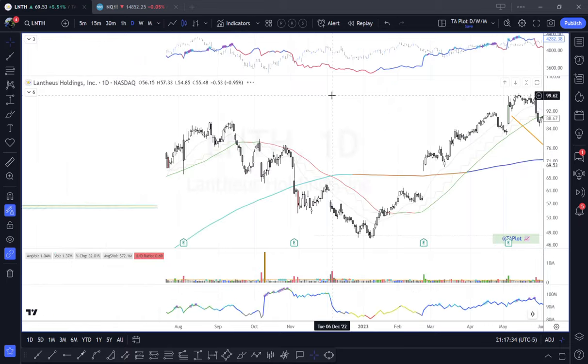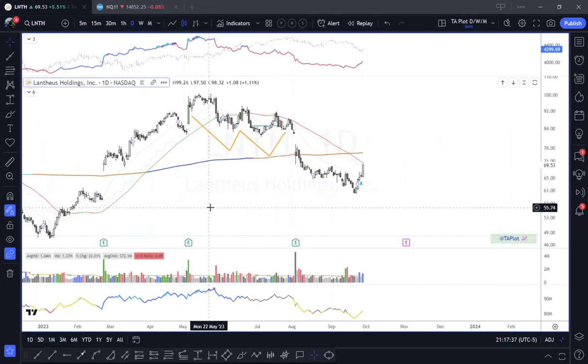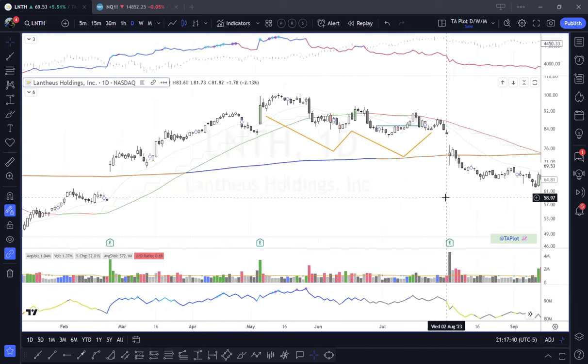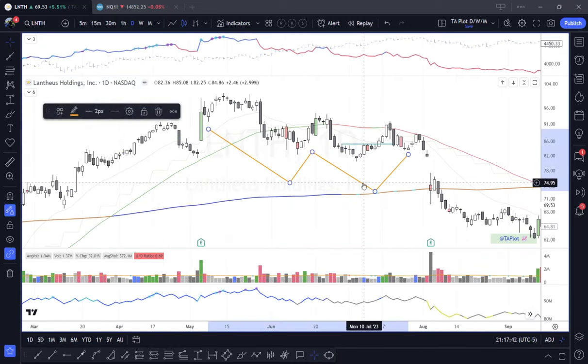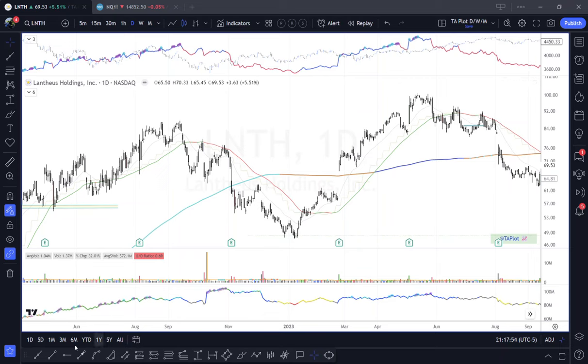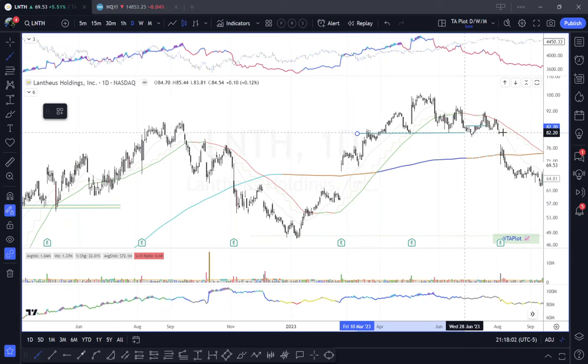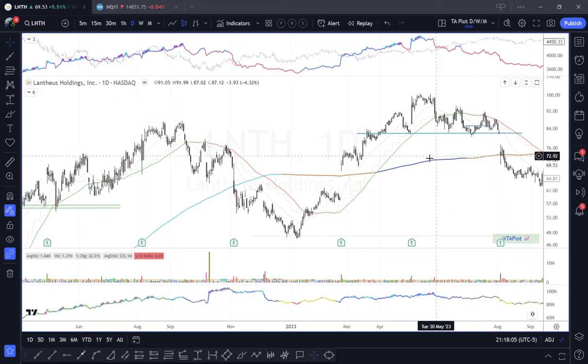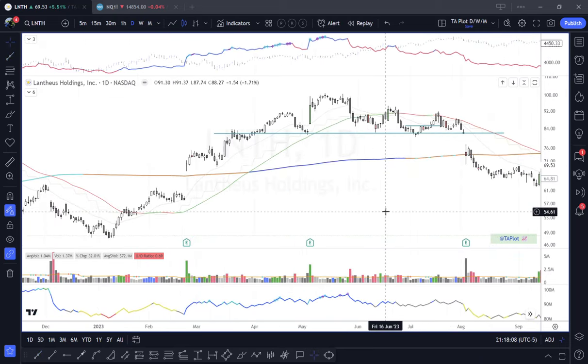I did have something to mention on LNTH. I remember why I was also interested in it. I'm going to delete this double bottom here. What I like to see in this setup is that this rounding of the bottom is happening somewhere close to previous support. If you zoom out here and take a look at LNTH, this area here was previous support. That gives me just a little bit more conviction that this is potentially going to work.